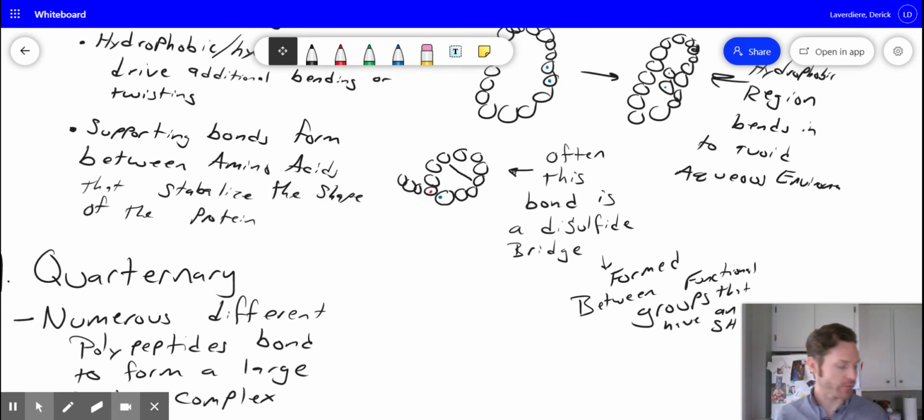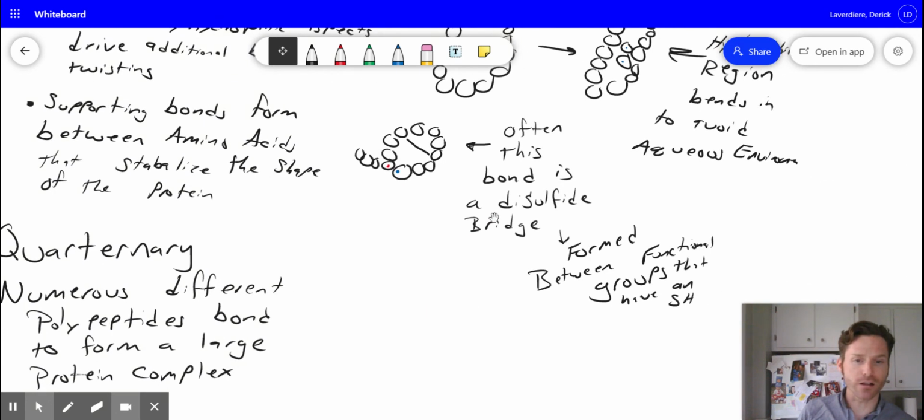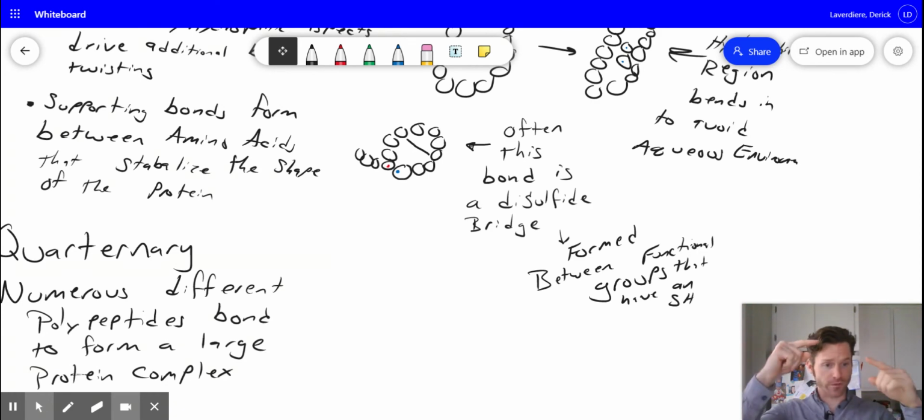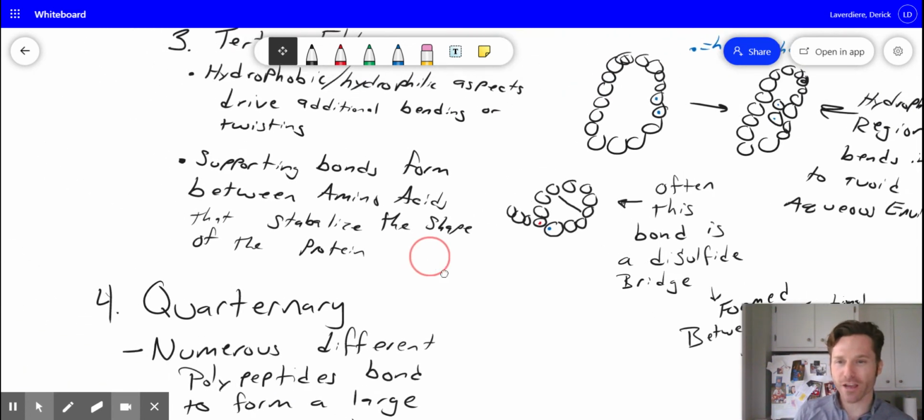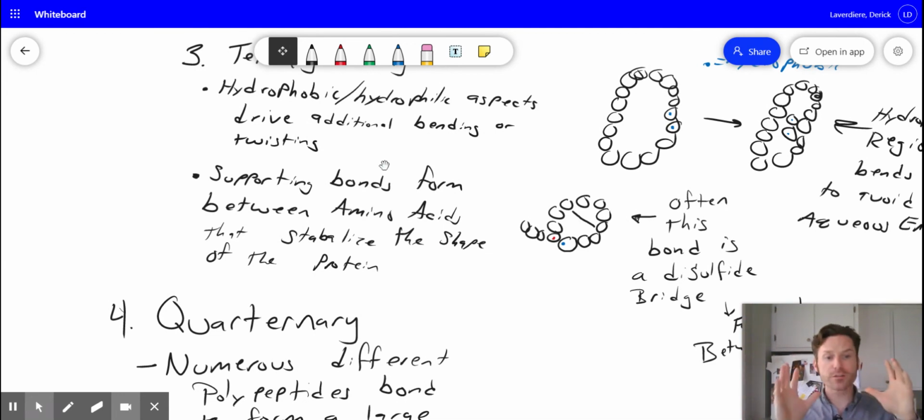And one of the most common forms of bond that we see here is the disulfide bridge. And these are formed when two functional groups that can interact with one another both have a sulfur and a hydrogen group on them. Right? So these sulfhydryl groups will form these disulfide bridges that help the protein keep its shape pretty solidly. So once you have your tertiary folding complete, this protein shape is nice, it's solid, it is what it is, it's happy, it's ready to go do its job.